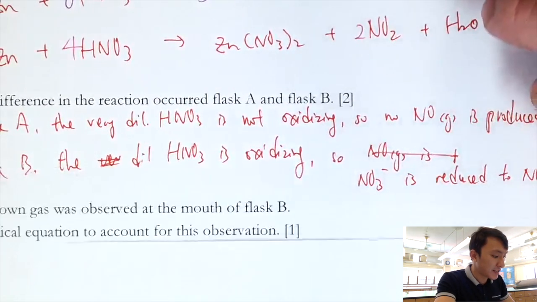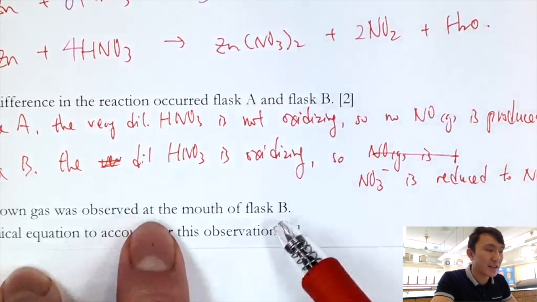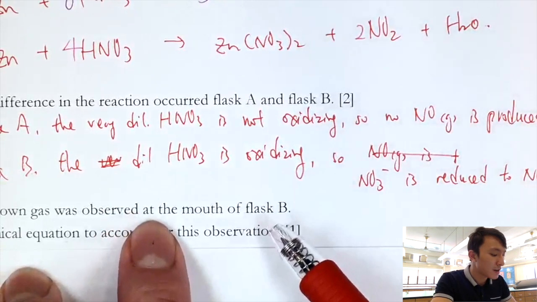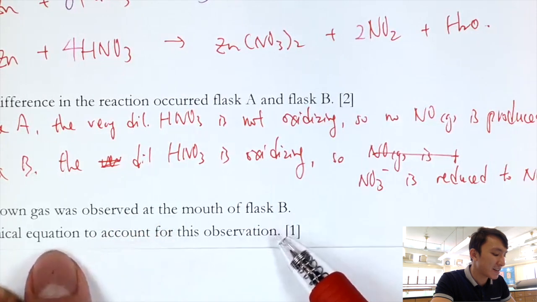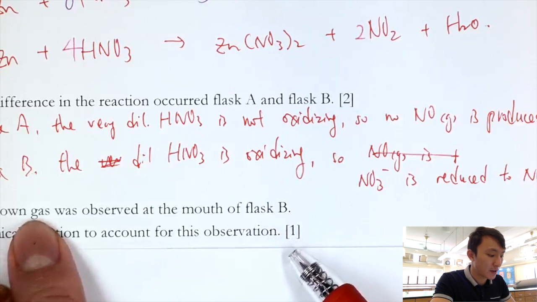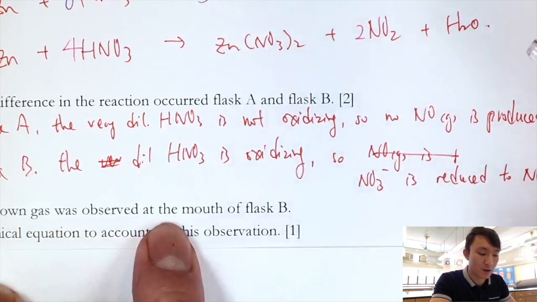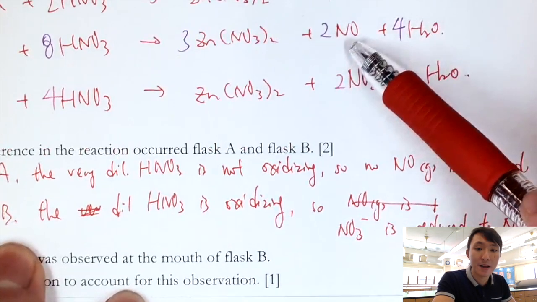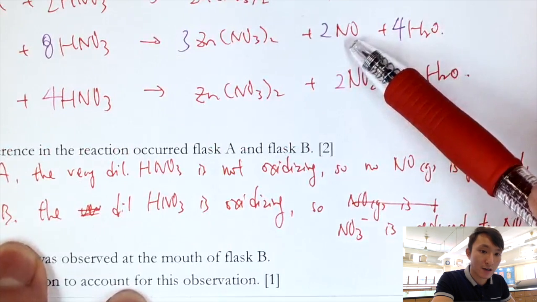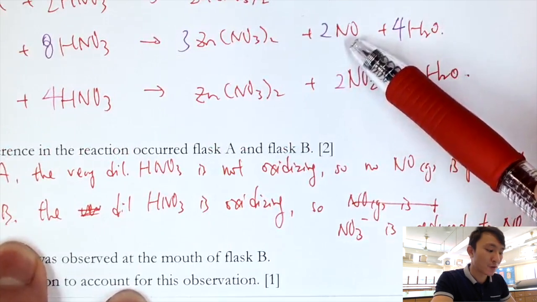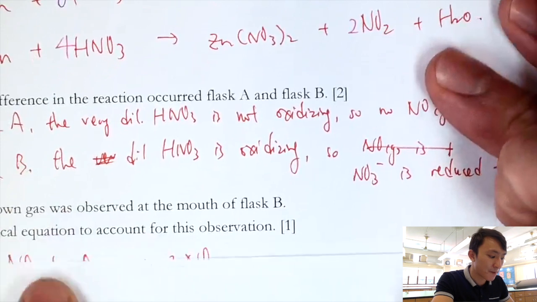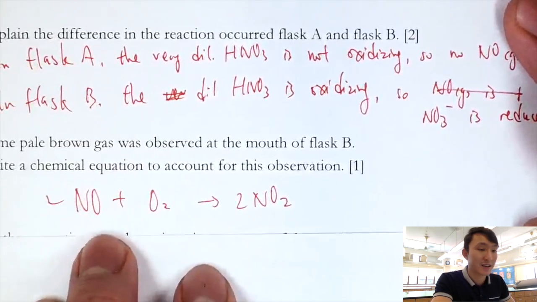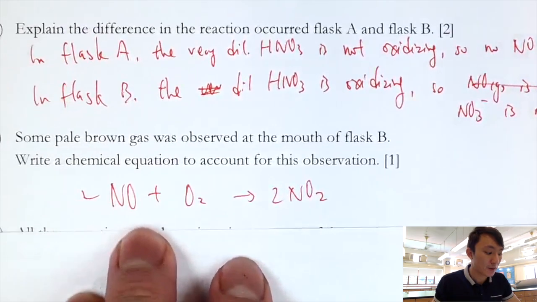Alright, in part C, it says that for flask B, the dilute nitric acid one, there is some pale brown gas observed at the mouth of the container. Why is that? This is obviously because the nitrogen monoxide is further oxidized by the atmospheric oxygen to form the brown nitrogen dioxide. So that is going to be the chemical equation involved.